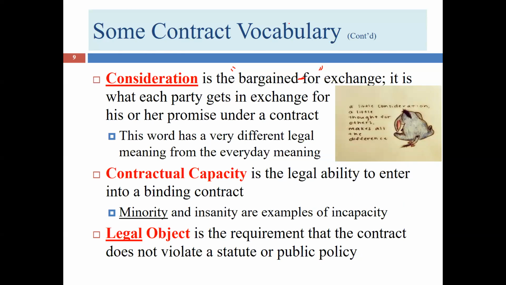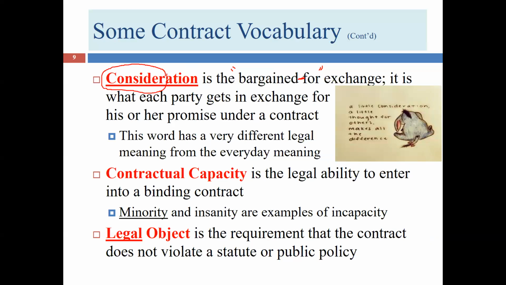Consideration in the everyday meaning of the word means that you should consider the other person's feelings, right? So you can see in consideration the emphasis upon being thoughtful for the other person. In the legal perspective, we also look to the word consider.